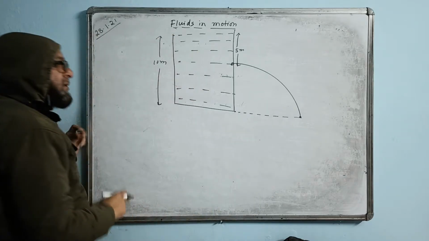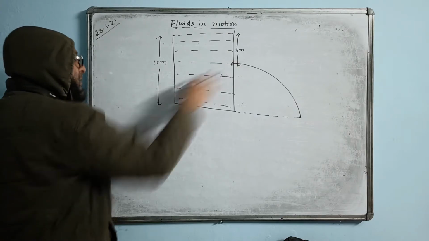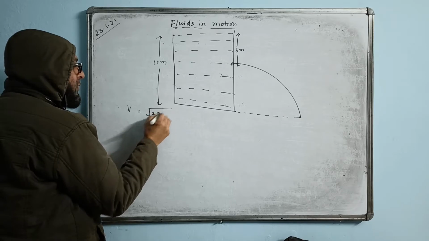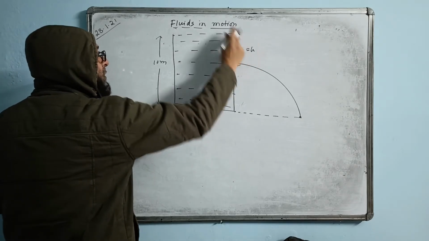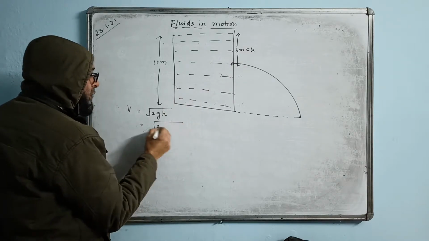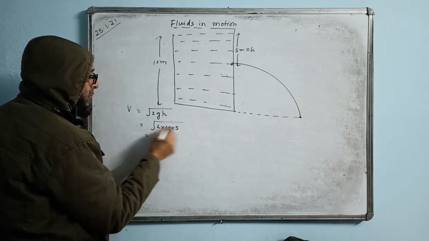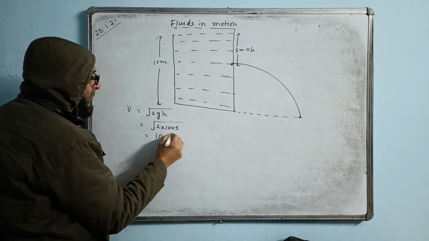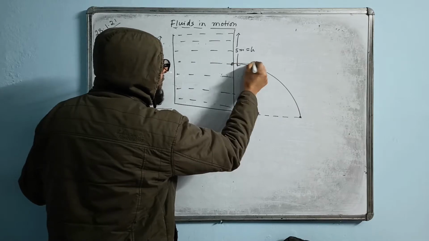How to find the distance? First we find the velocity with which it is coming out, that is V. The formula we have is root 2gh. H is the position of the hole from the water level. 2g value is 10 and h value is 5. So root 100, so the answer is coming 10 meter per second. This is the velocity with which the water will be coming out. But water will come out like this.